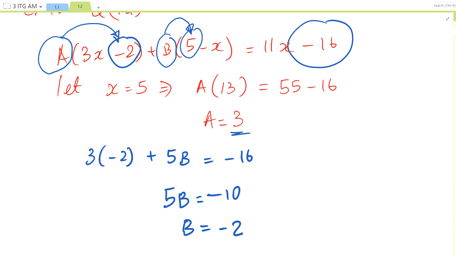Yes. Who did it this way? Who did it my way? I'm guessing that most people chose to let x equal 0 or something else. But my point over here is to show you there are many ways to do it. Okay, and this is one logical way to do it as well. You get the same answer.